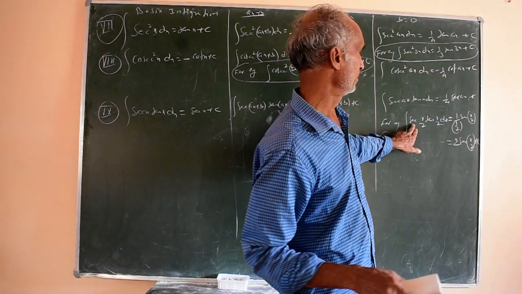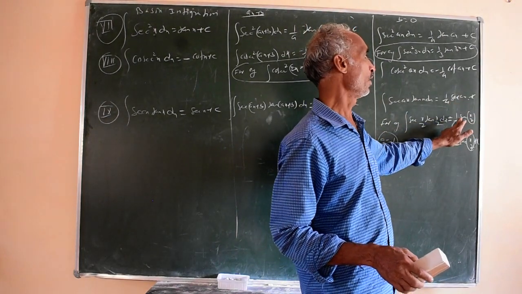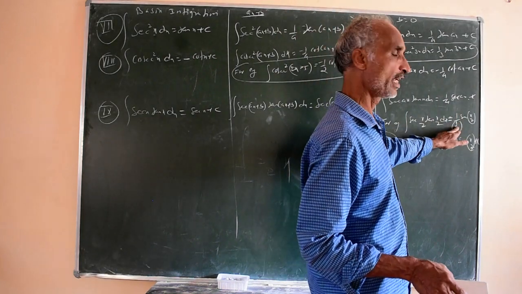The answer is 1 by a sec x, where a is 1 by 2, so 1 upon a, with a equal to 1 by 2.